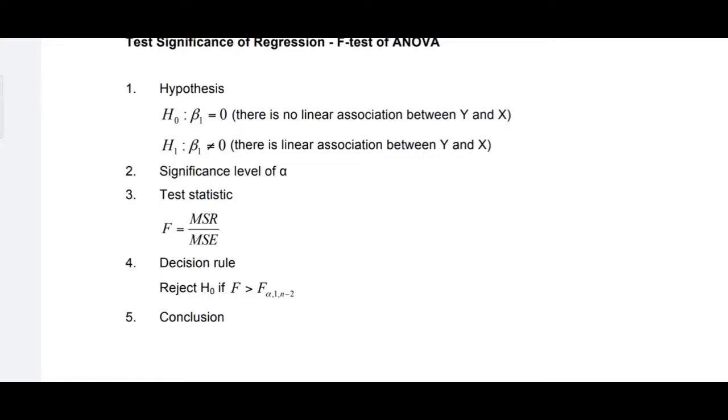And then the decision rule is we will reject H0 if the test statistic F is more than the F table. Okay, remember how to read the F table from your statistical table yang merah tu. I believe all of you ada.